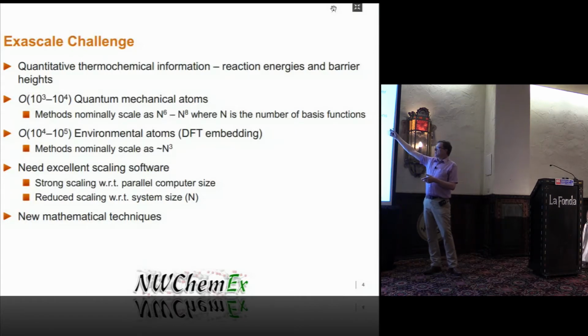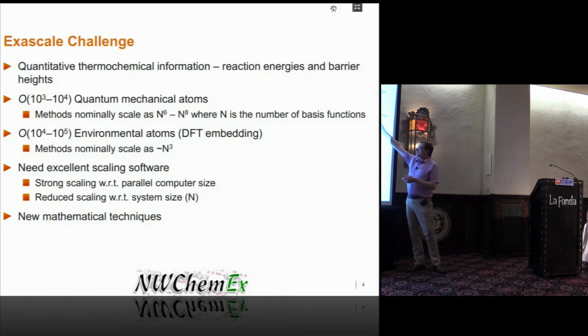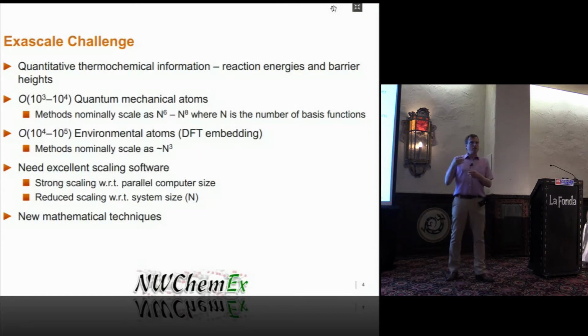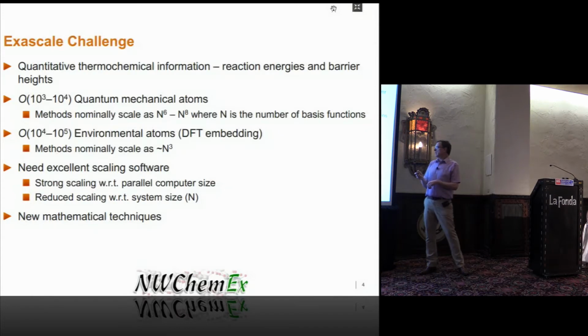These are the scales of systems that we need. And one of the main challenges that I'll talk about is the fact that our methods, as formally developed, scale very non-linearly with the size of the system. And there are big consequences to that.